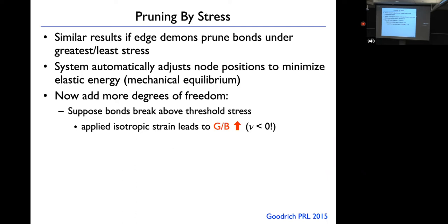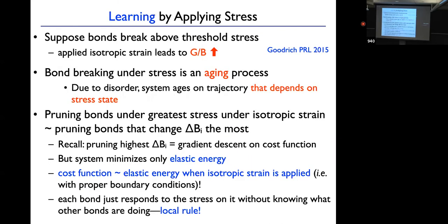And now, if I add some degrees of freedom, like just say, suppose my bonds, if they're under too much stress, they just break. Okay, then the bonds that are going to preferentially break are the ones under the greatest stress, right? And so if I apply an isotropic strain to this, I'm going to drive the ratio of the shear to bulk modulus up. I'm going to drive the Poisson ratio negative. Okay, and that's an aging process.